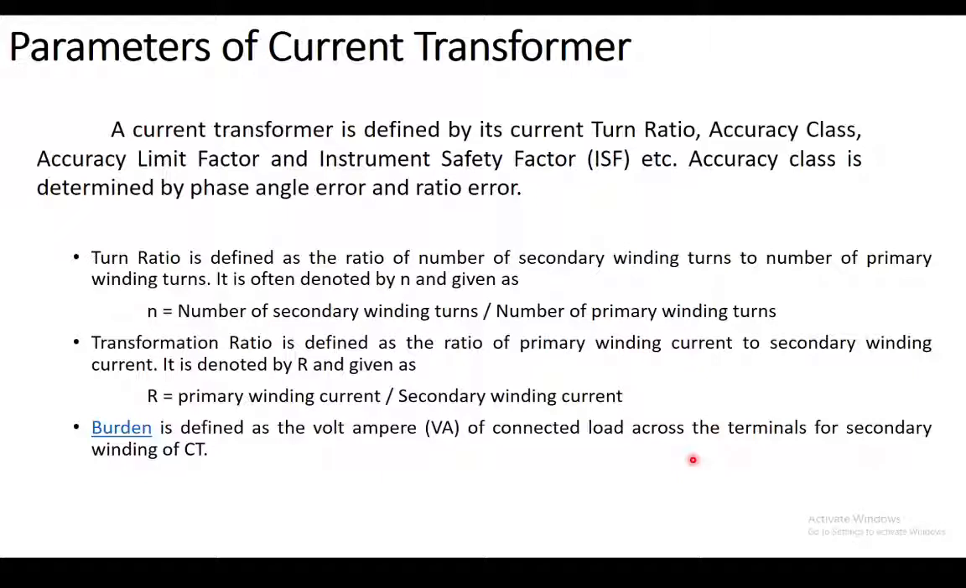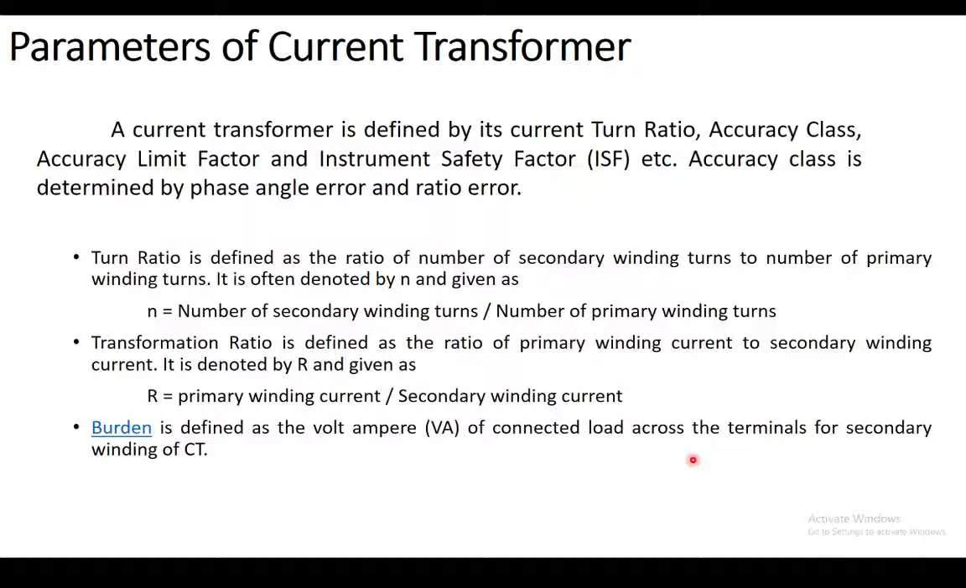So we have the following parameters of current transformers. Meron tayong tatlo. So to discuss, ang current transformer is defined by its current turn ratio, accuracy class, accuracy limit factor, and instrument safety factor. So dito sa discussion natin, ang pagpupokusan lang natin is yung accuracy class, in which i-determine natin yung mga phase angle error and ratio error ng current transformer.